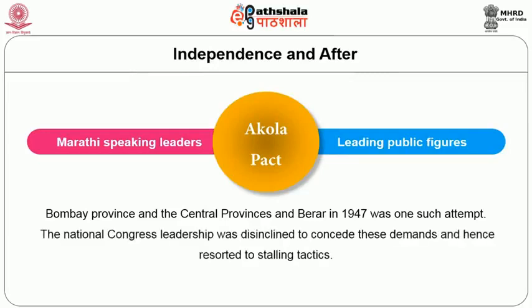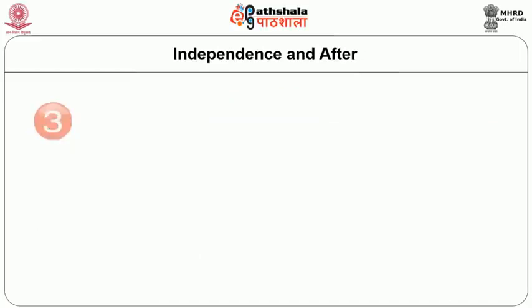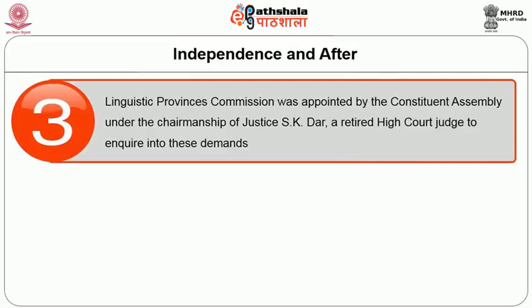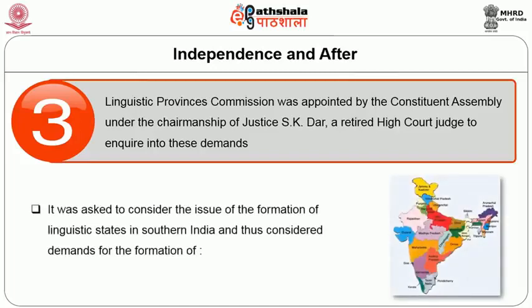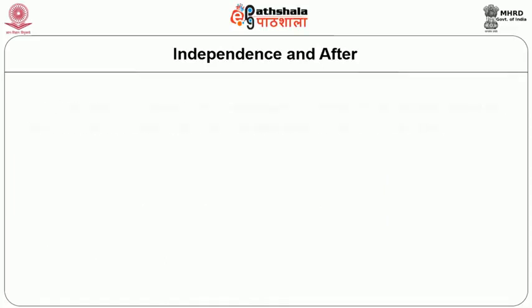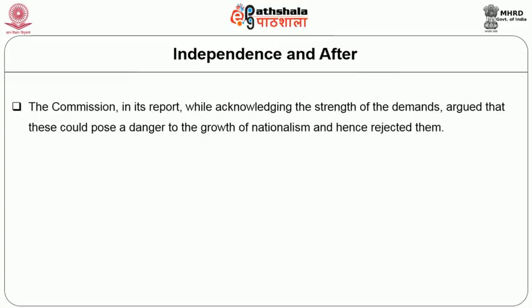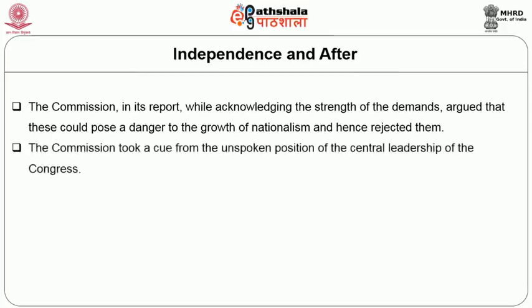The National Congress leadership was disinclined to concede these demands and hence resorted to stalling tactics. A three-member Linguistic Provinces Commission was appointed by the Constituent Assembly under the chairmanship of Justice S.K. Dar, a retired High Court judge, to inquire into these demands. It was asked to consider the issue of the formation of linguistic states in southern India and thus consider demands for the formation of Andhra, Karnataka, Kerala and Maharashtra. The Commission in its report, while acknowledging the strength of the demands, argued that these could pose a danger to the growth of nationalism and hence rejected them. Perhaps the Commission took a cue from the unspoken positions of the central leadership of the Congress.